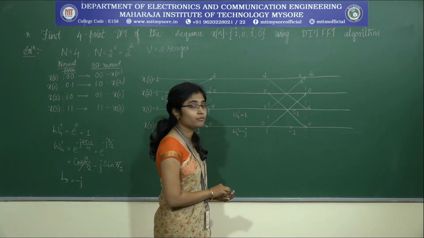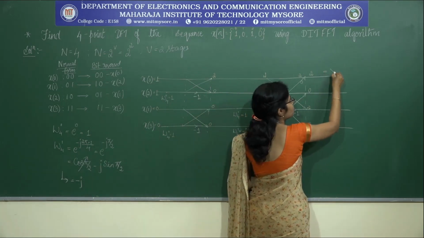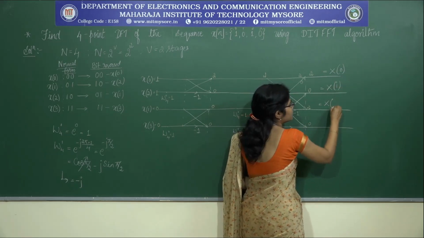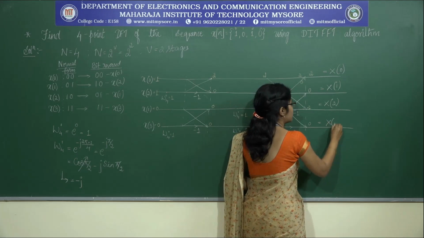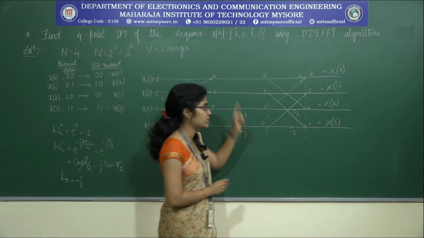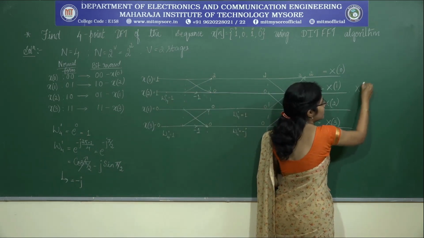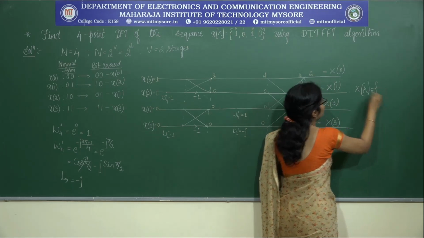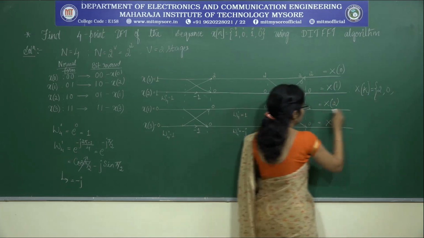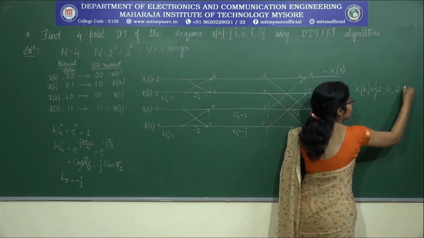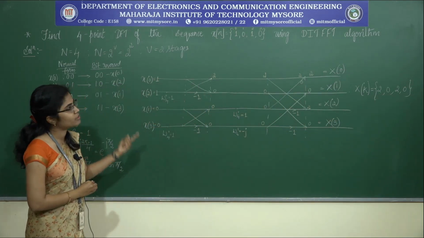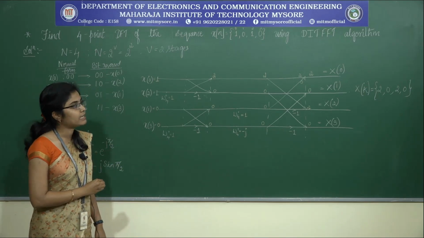So how will be the output of DIT FFT? It will be in the normal order. The first output will be x of 0, the second will be x of 1, the third will be x of 2 and the fourth will be x of 3. Okay. Did we find out the DFT for the given sequence x of n? Yes. So let us tabulate the values. Therefore, x of k will be equal to, so what is x of 0? It is 2, x of 1 is 0, x of 2 is 2 and x of 3 is 0. So this is how we can find out the DFT of a given sequence with the help of DIT FFT algorithm.